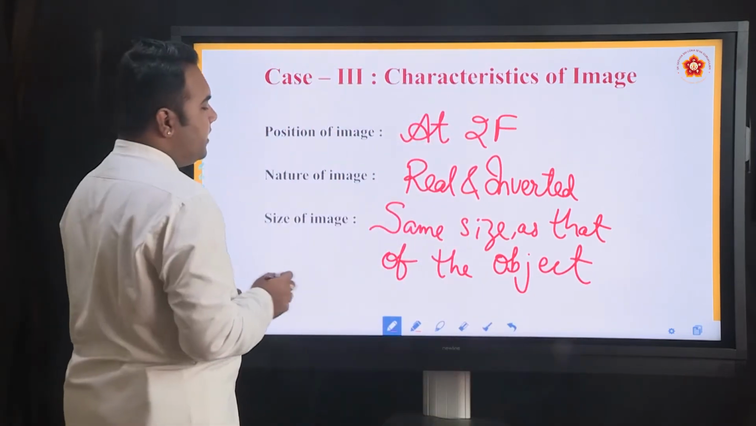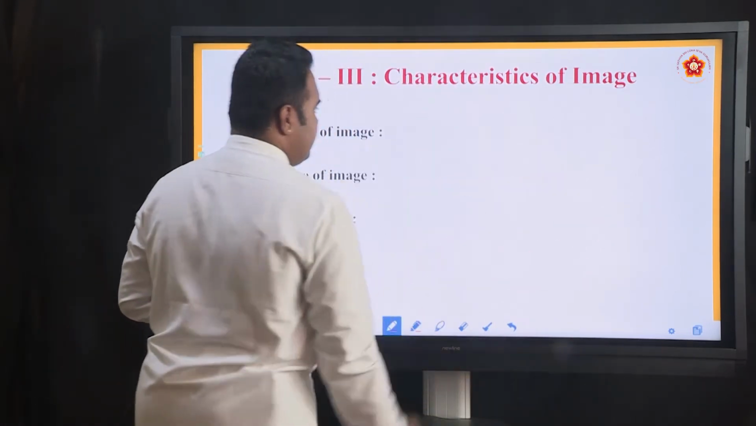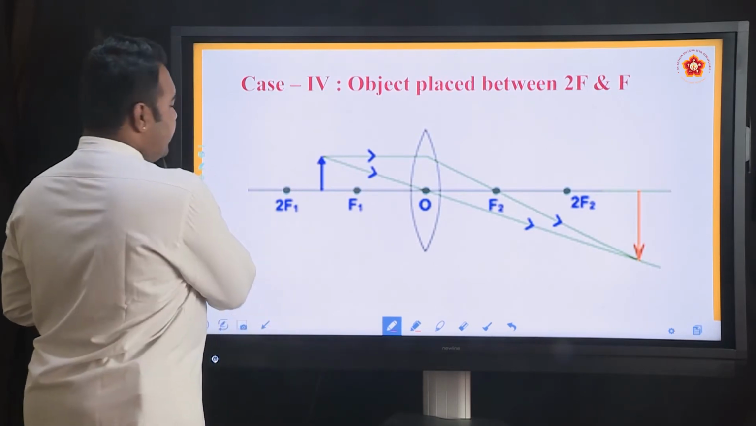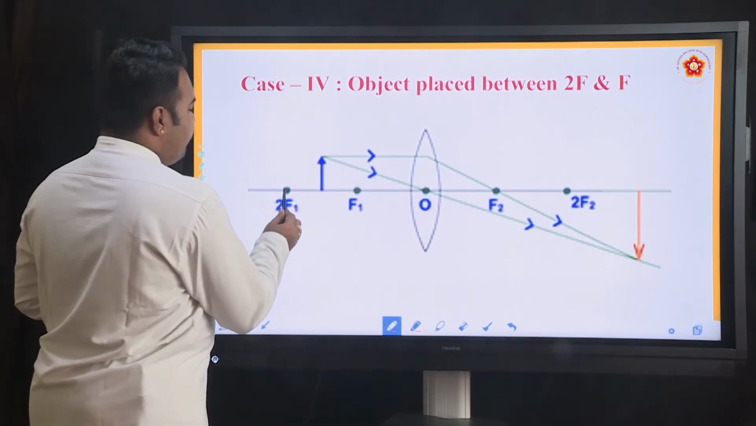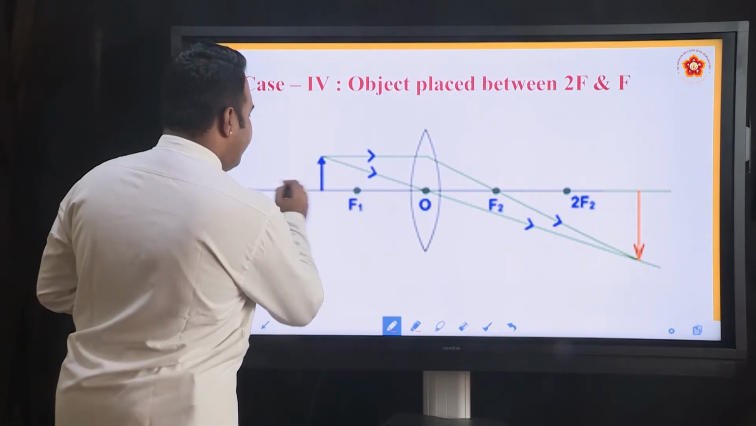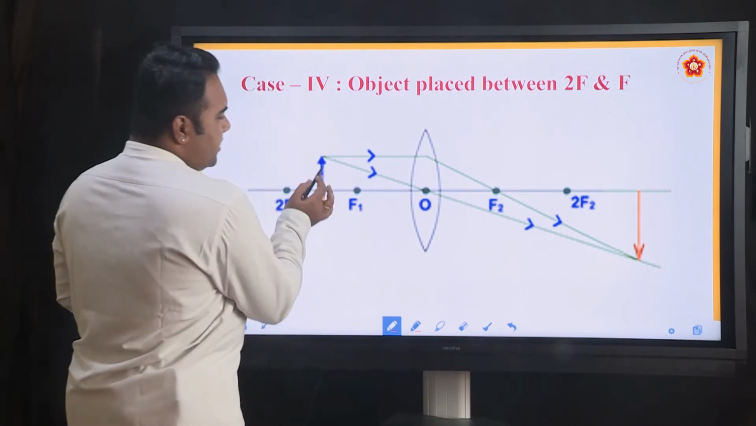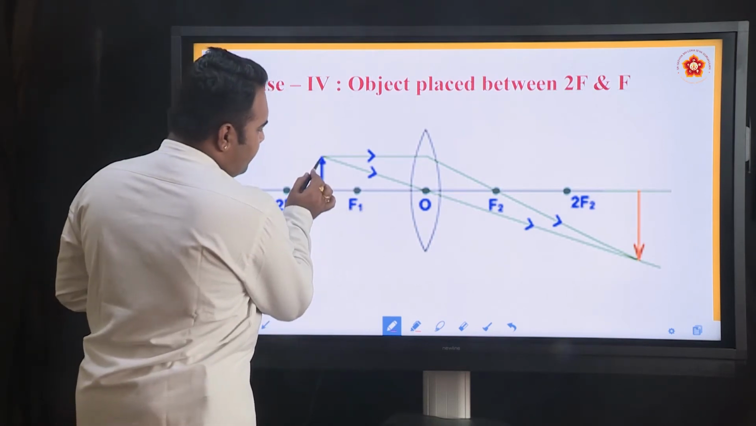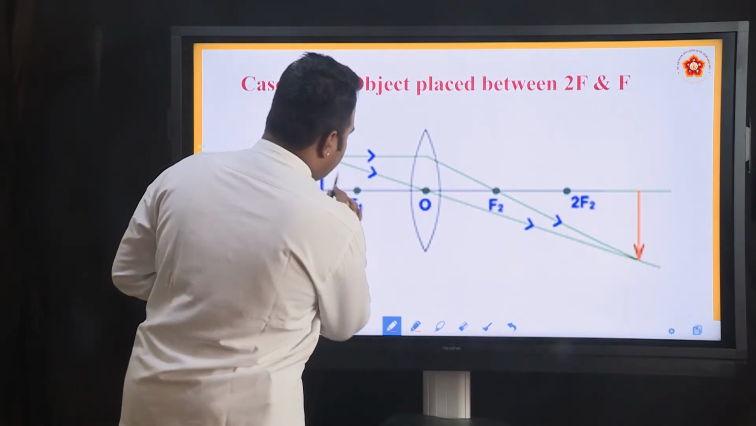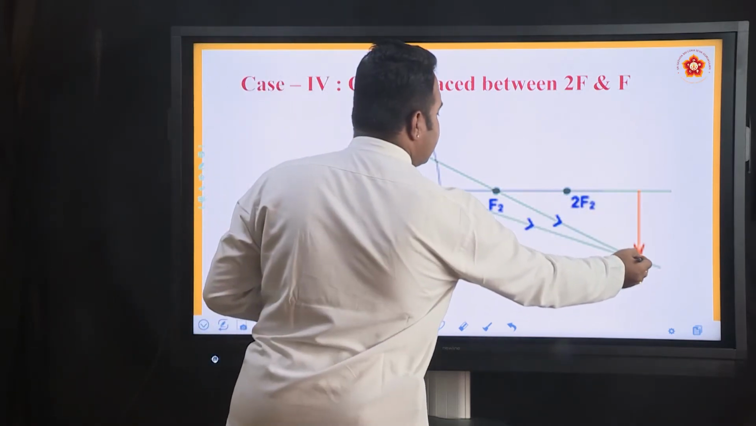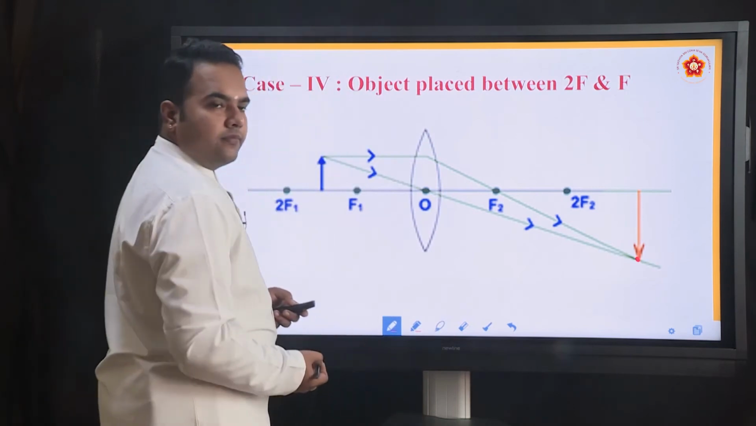So this is how we write for the case 3. Case 4. Now initially we place the object at infinity, beyond 2f, at 2f, now between f and 2f. Again, 2 rays of light. If you want, you can draw the same diagram with a ray passing through the focus and emerging parallel. You will still see that it exactly intersects at the same point.